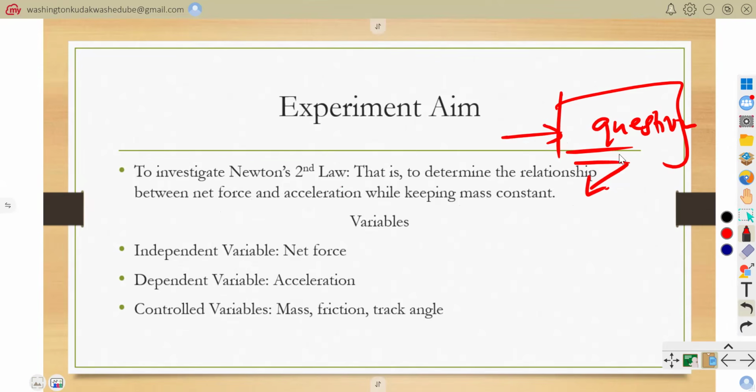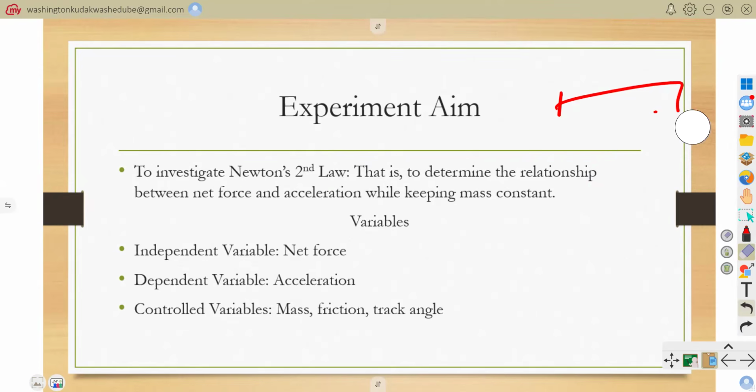That investigative question would be: what is the relationship between the net force and the acceleration while we keep our mass constant? Within this experiment, you are going to have different variables, including what we refer to as the independent variable. This independent variable does not depend on any other variables, but other variables depend on it.